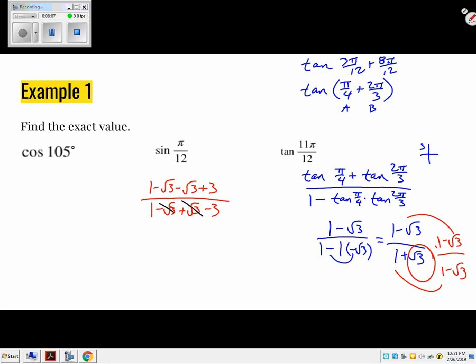So cleaning up the top, I get 1 plus 3. That's usually 4. And then 1 minus 3, I have a negative 2 on bottom.